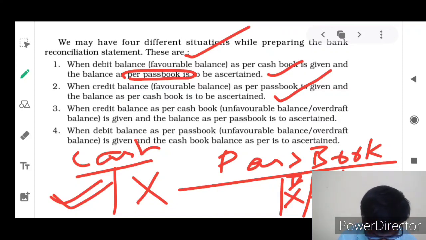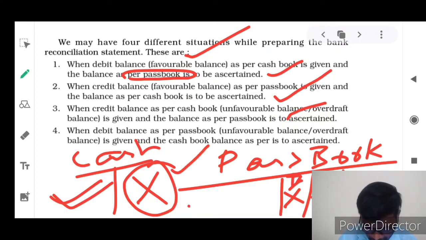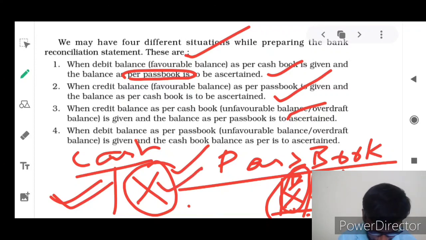Anyway, third one is when credit balance as per the cash book, which is called unfavorable balance, overdraft, is given, and balance as per the passbook is to be ascertained. If they have given like this, we should find out the balance as per the passbook. Finally, how much amount is available in the passbook. And the last situation is when debit balance as per passbook is given. It is a debit balance, isn't it? So if they have given debit balance as per passbook, we should identify the credit balance as per the cash book, isn't it? That is called overdraft, and the cash book balance is to be ascertained.